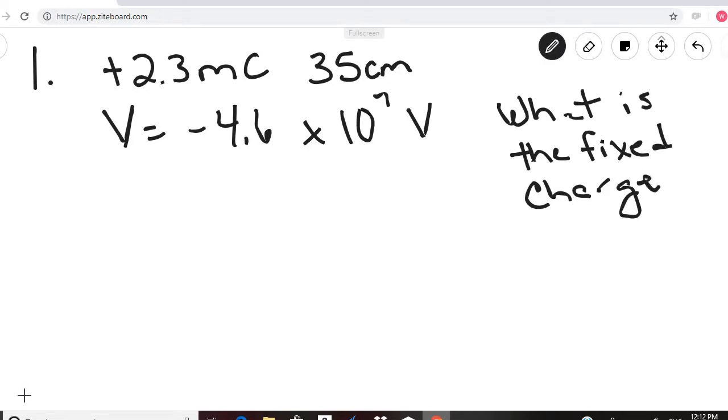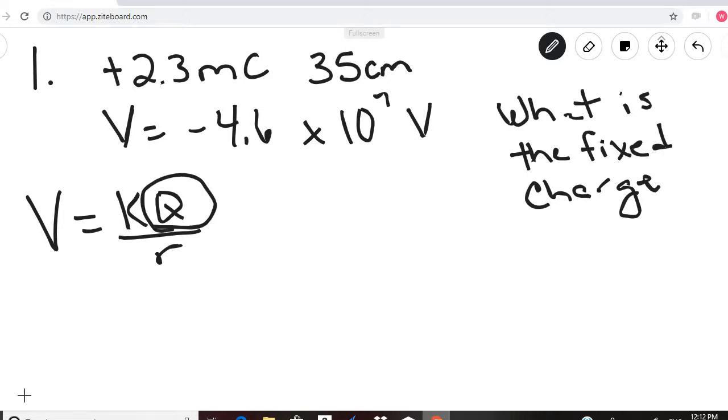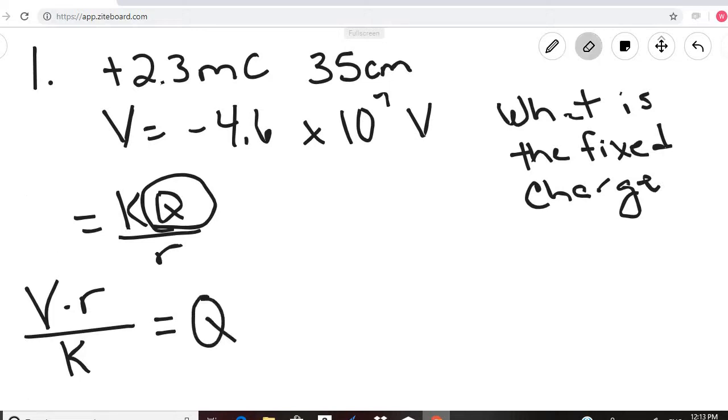Okay, so this will just be an application of our formula that electric potential is equal to KQ divided by R. We want to know what is the fixed charge, which is Q, so we're going to rearrange this equation, and we would get V times R divided by K is equal to Q. Okay, so then we can just plug in the values that we have.